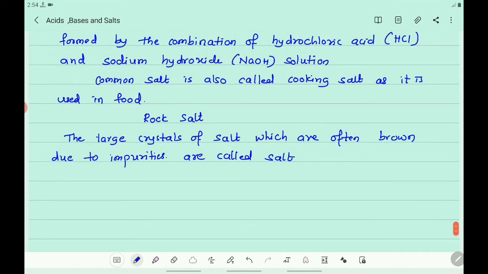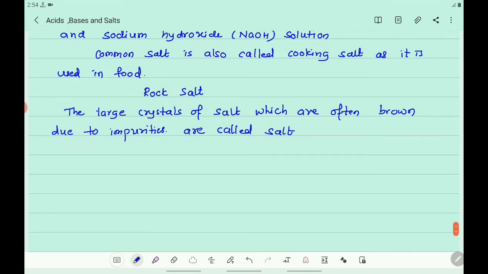And you know that here the common salt is originated from the rock salt. You write that the source of sodium chloride is rock salt. Rock salt is the source of common salt.